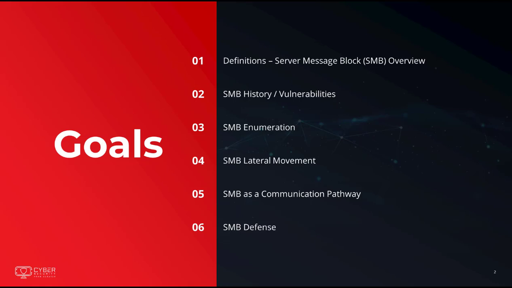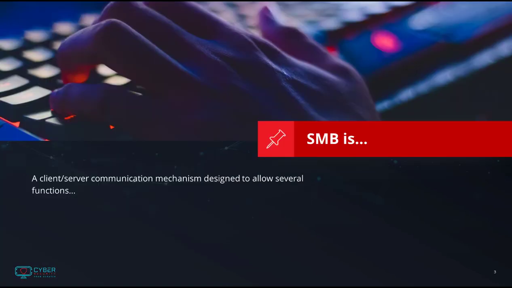The next step is to look at how it's used by red teamers to enumerate a system, and how, once credentials are established, it can be used to move laterally within a system. SMB can also provide a covert communications pathway for red teamers, and so we'll talk about how this is used. And then finally, we'll talk about defense of this particular vector.